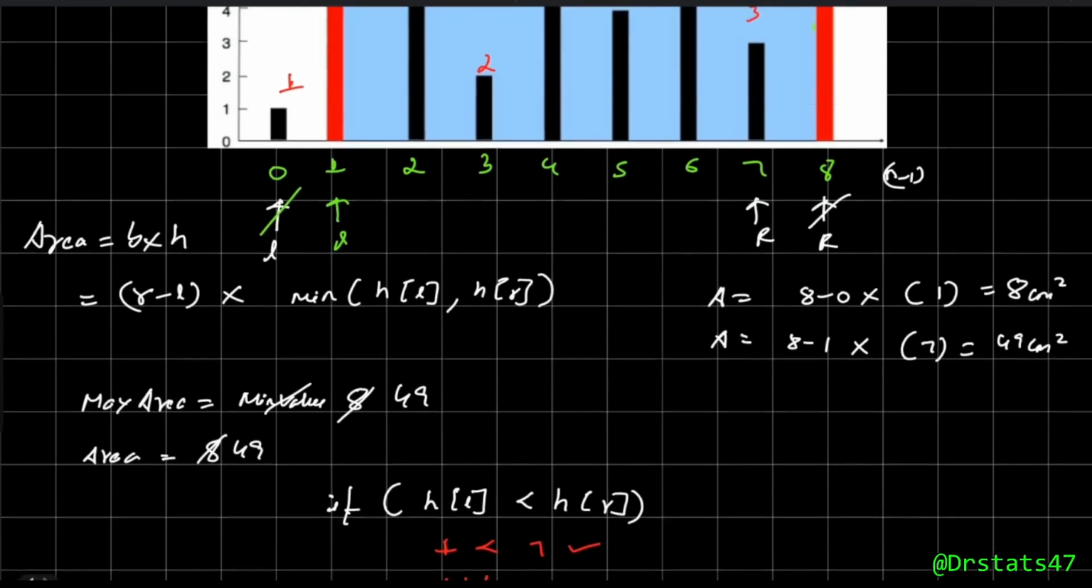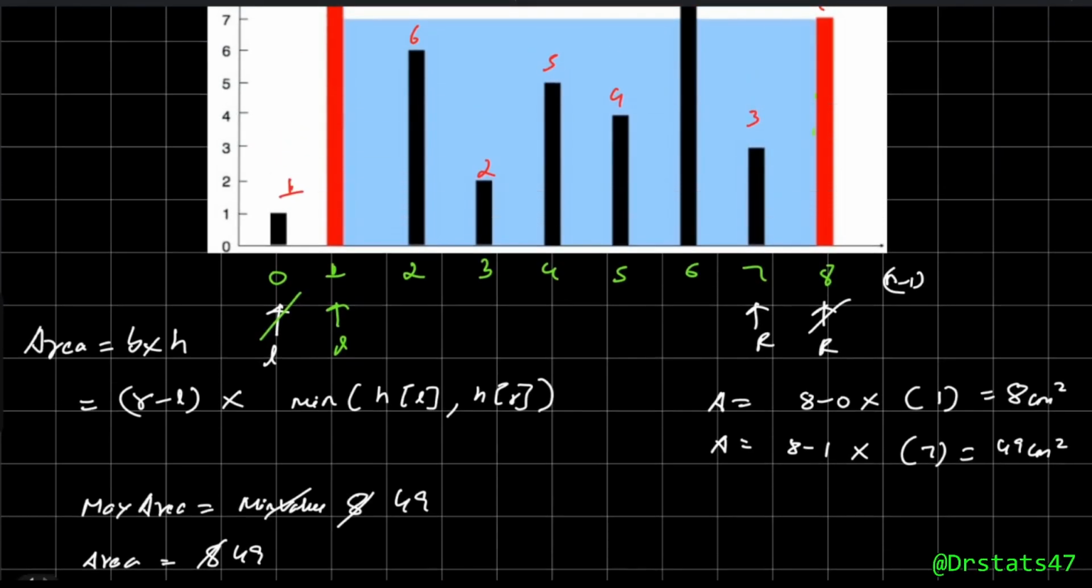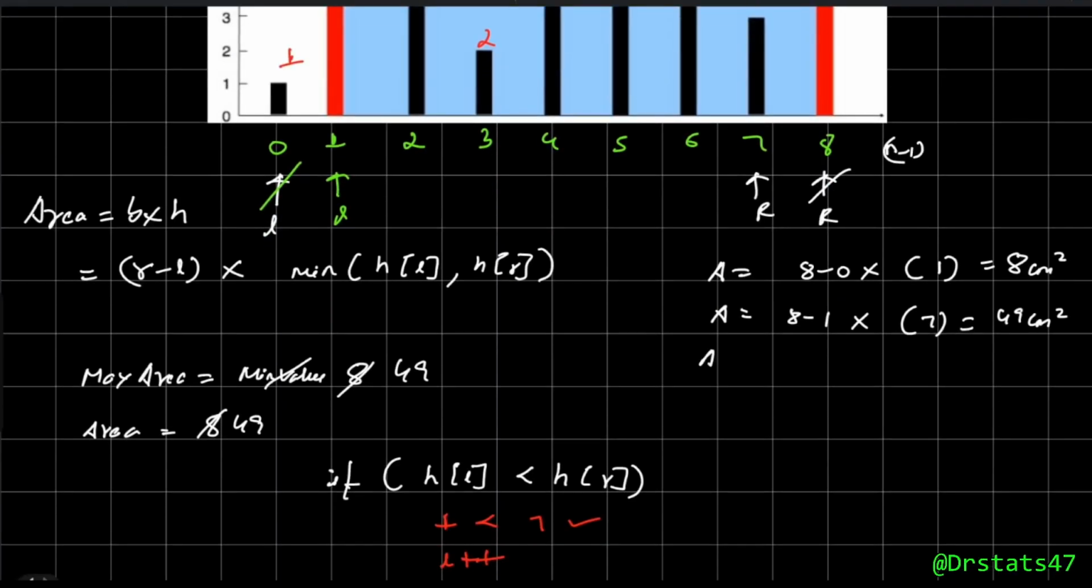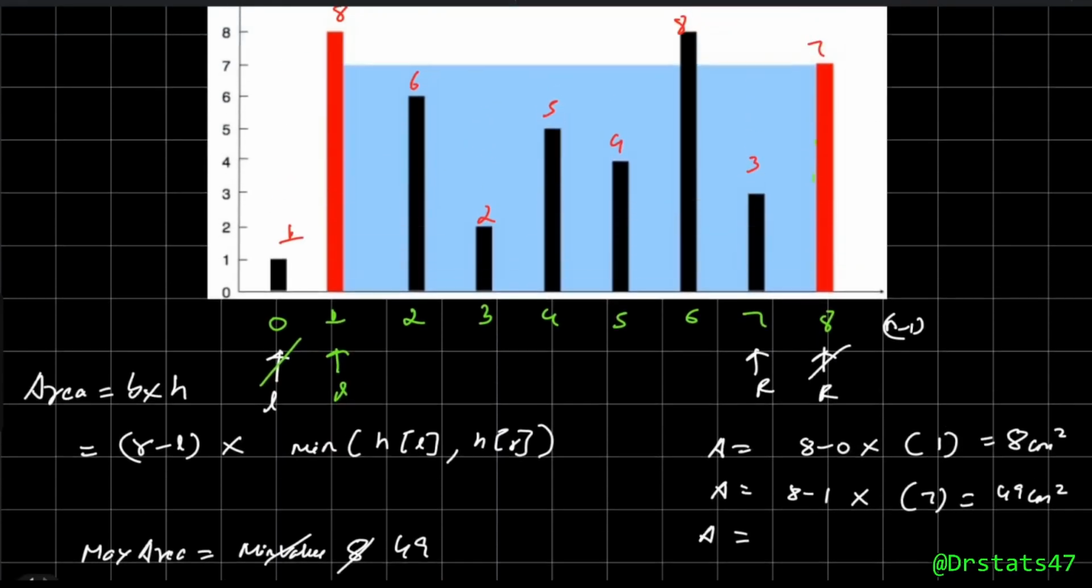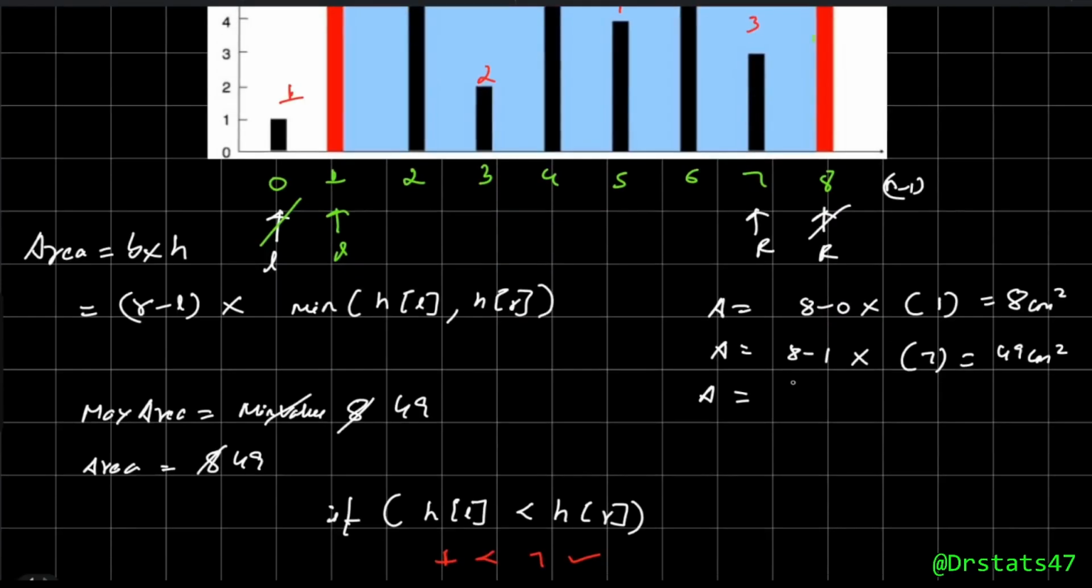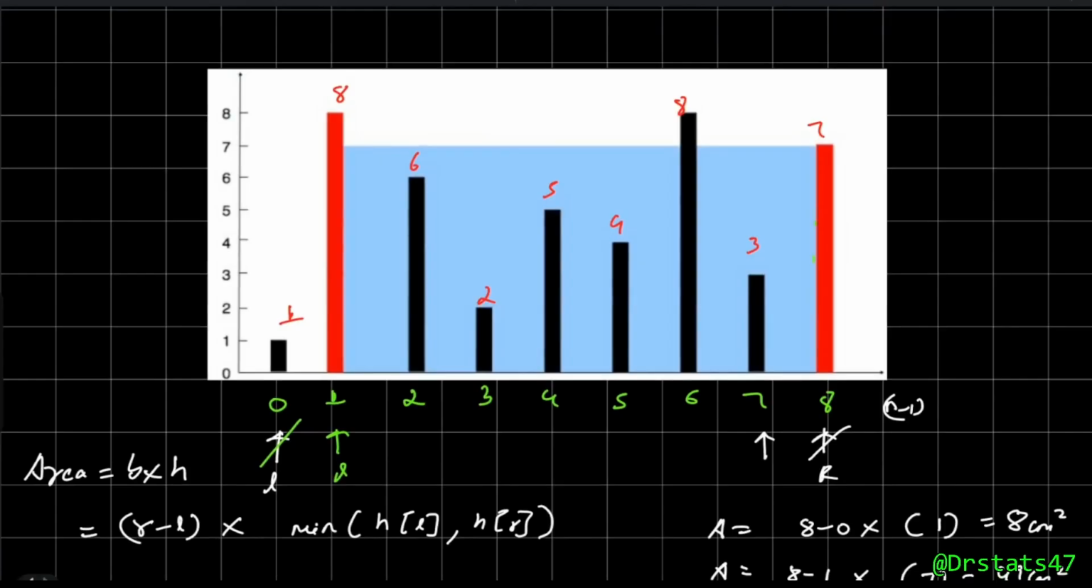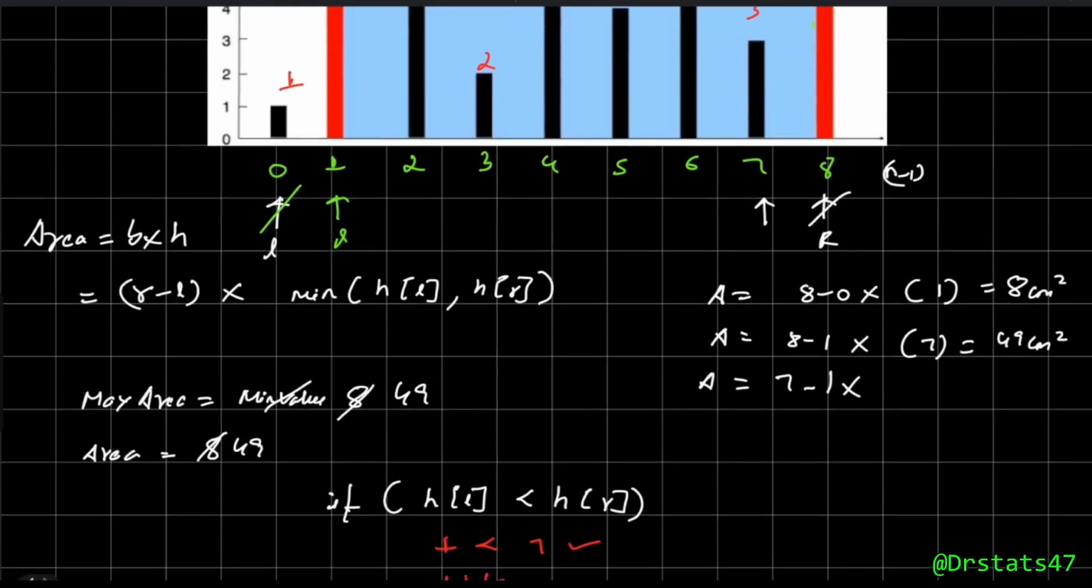Now we have to compare again. When calculating the breadth we look at the indexes, and when calculating the height we look at the heights. So 7 minus 1, that is 6, into the minimum of 3 and 8. The minimum of 3 and 8 is 3, obviously. 6 into 3 is 18.